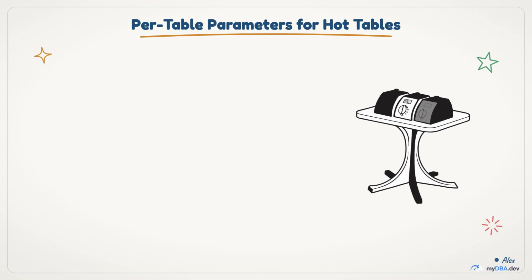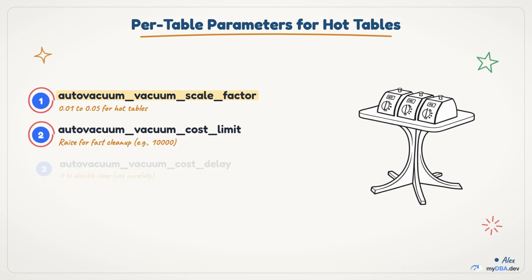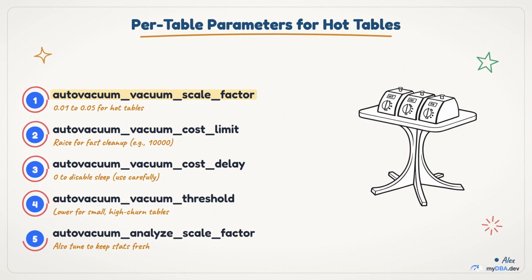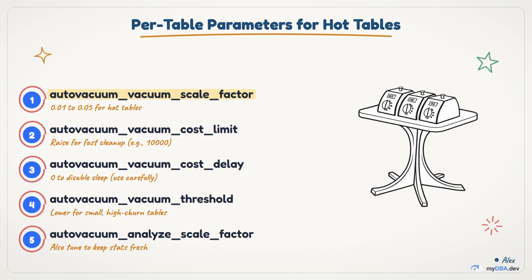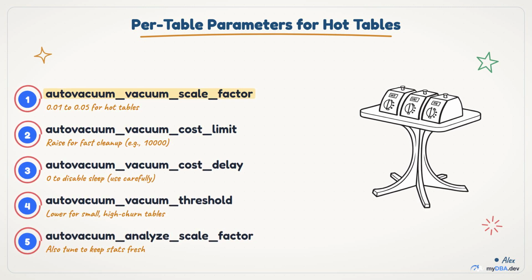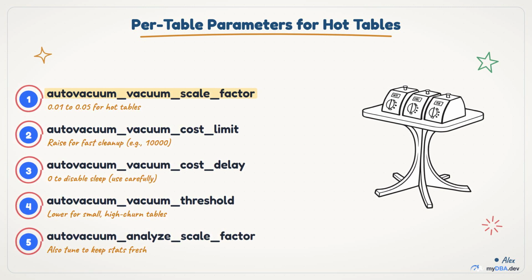These are the 5 per table knobs you'll use. For scale factor, 0.01 to 0.05 is typical for hot tables. That's 1% to 5% dead tuples. Raising the cost limit gives it real throughput. Try 10,000 or higher based on your I/O capacity. Setting delay to 0 removes the sleep entirely, but watch your disk.